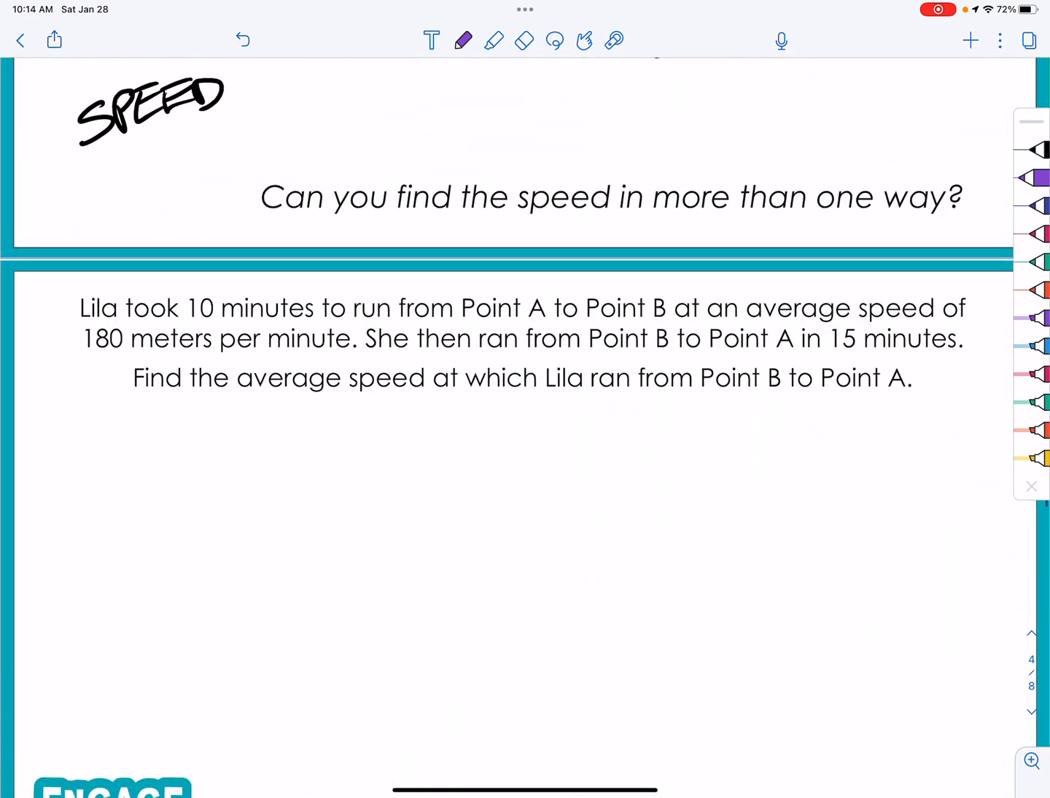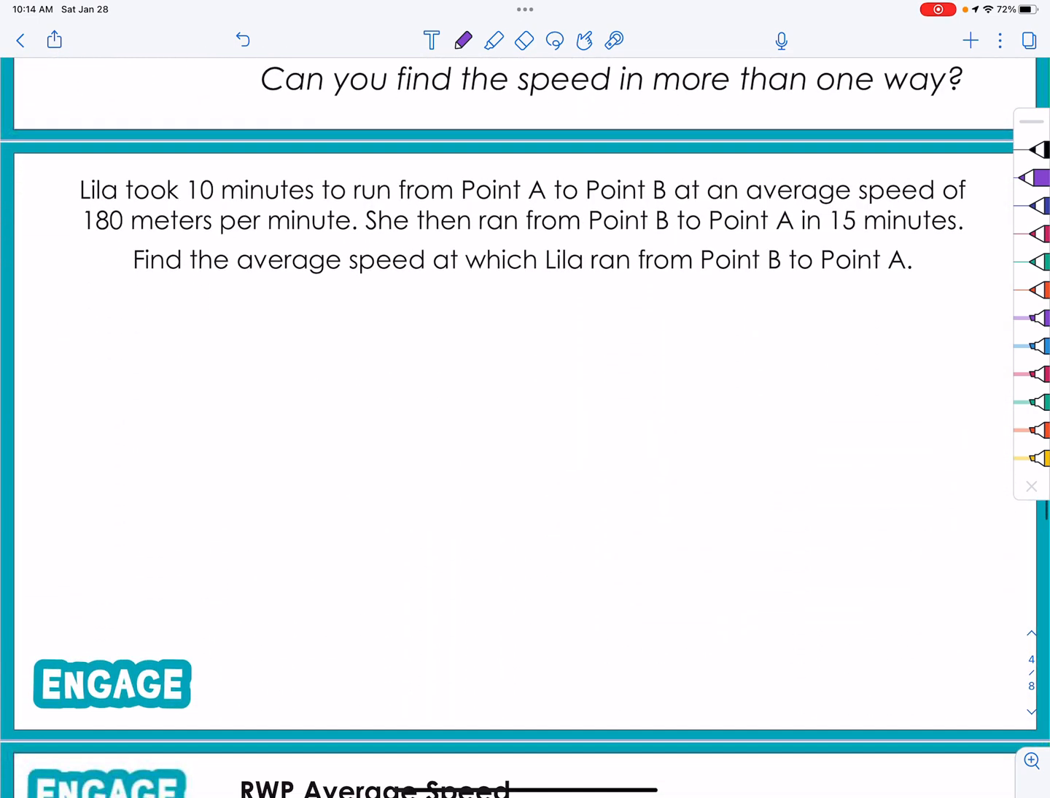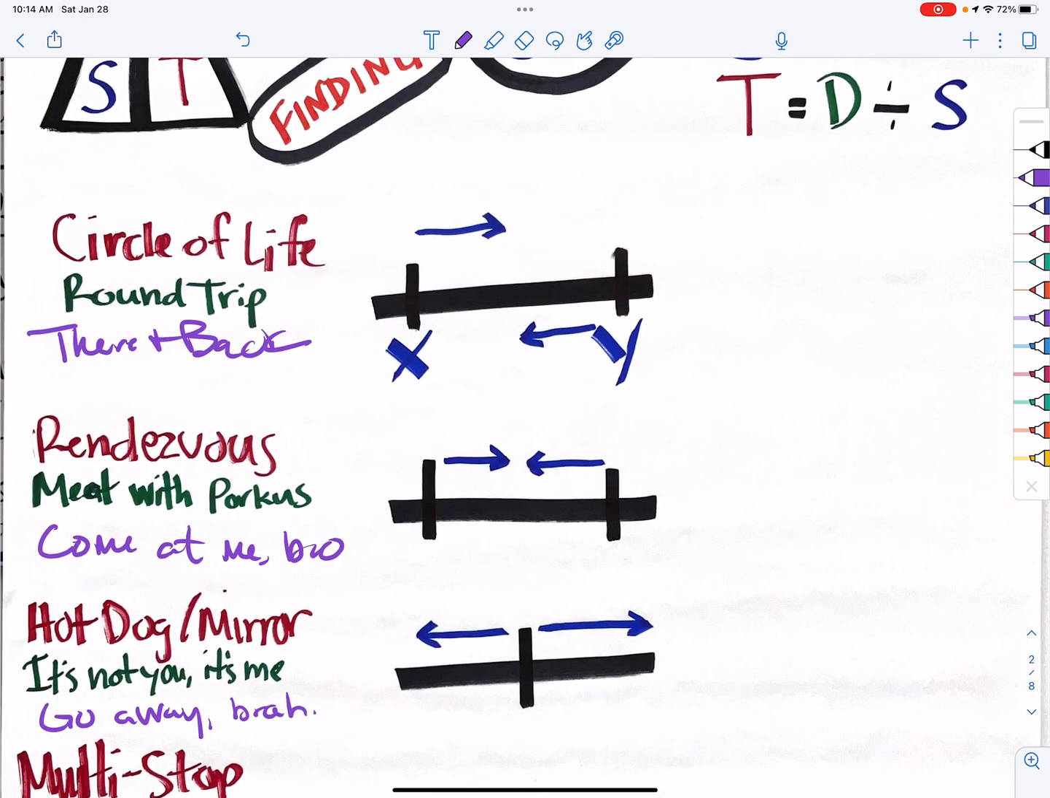So if we look at this first one here, Lila took 10 minutes to run from point A to B at an average speed of 180 meters per minute. She then ran from point B to point A in 15 minutes. Find the average speed at which Lila ran from point B to point A. This one to me sounds like a circle of life, because instead of X or Y, it was A and B.